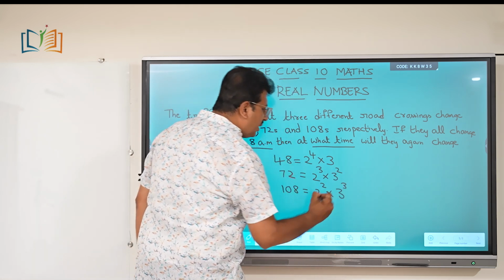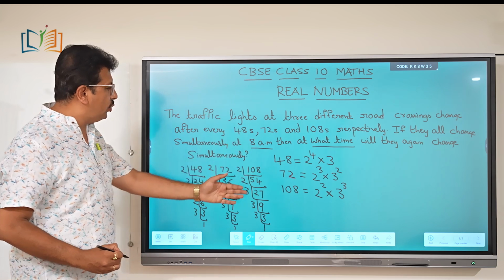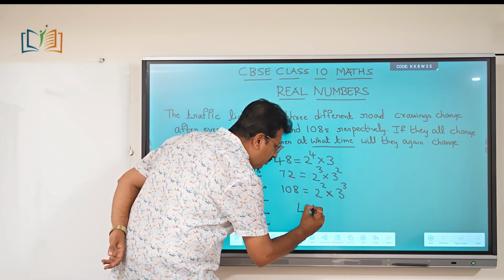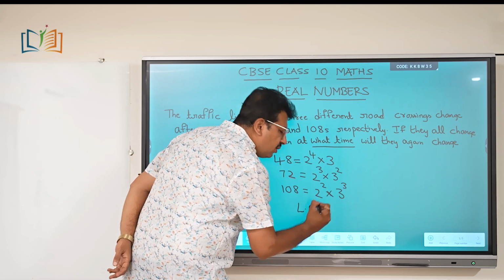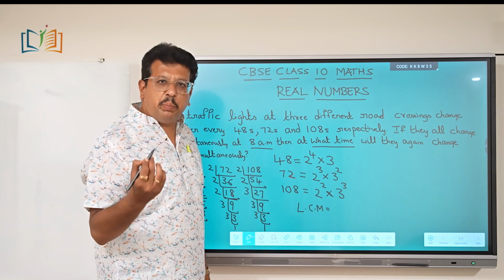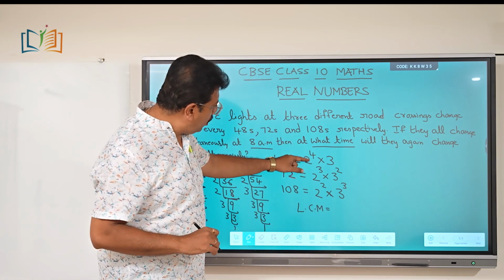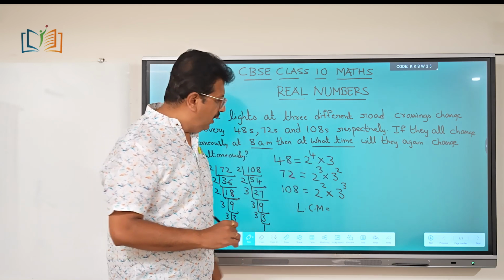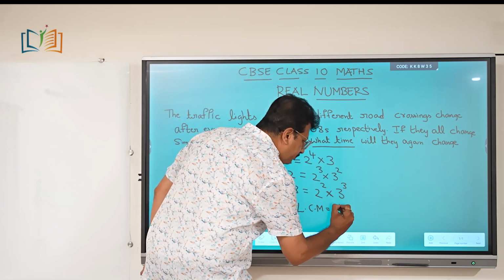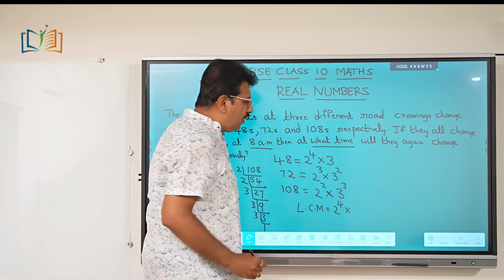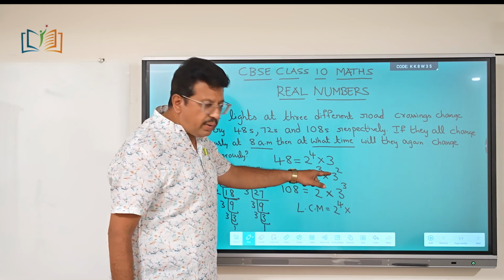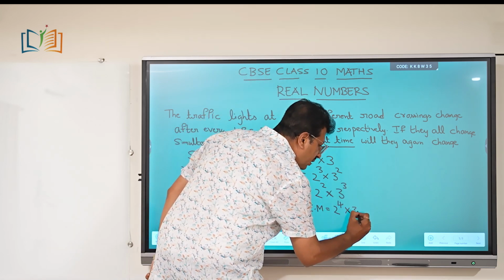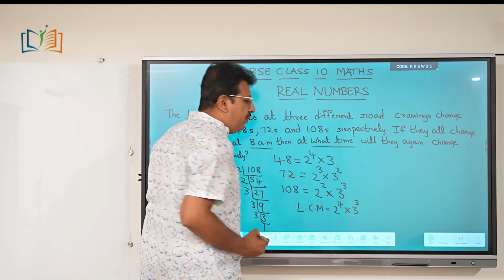I think you must be understanding now. So what is the thing we should take for LCM? What is the concept, students? I think you should be able to tell now. The concept is, which is having the highest power. 2 to the power of 4, 2 to the power of 3, 2 square. So 2 to the power of 4 is the highest power, so you should take 2 to the power of 4. And here 3 is there, 3 square is there, 3 cube is there. So definitely you will know that you should take the highest power, 3 to the power of 3.